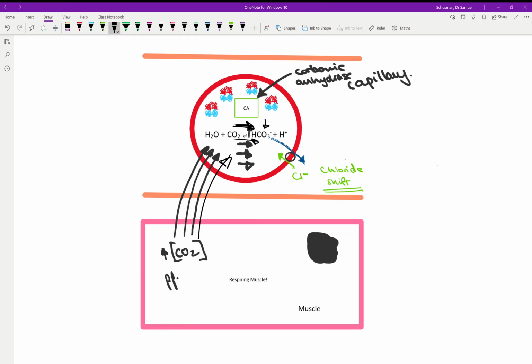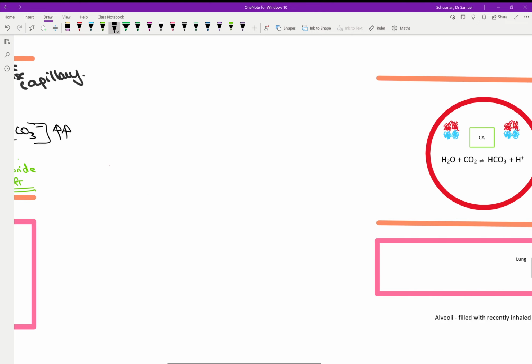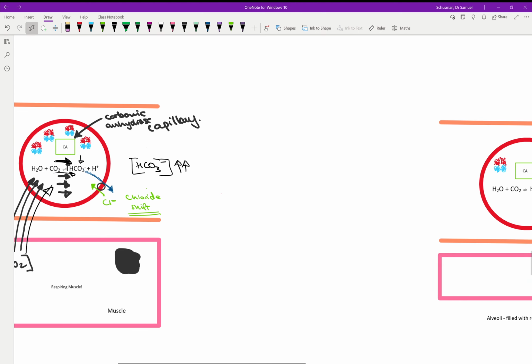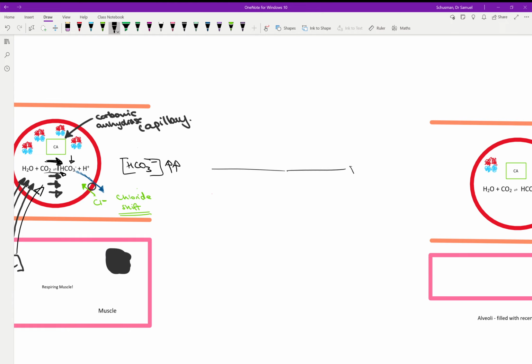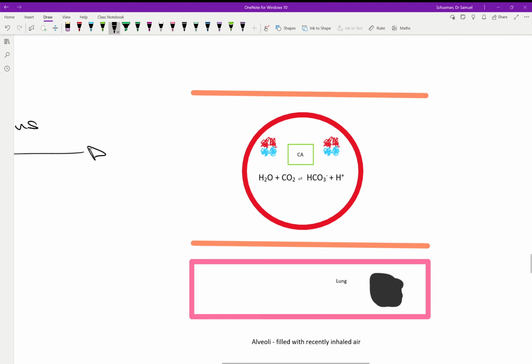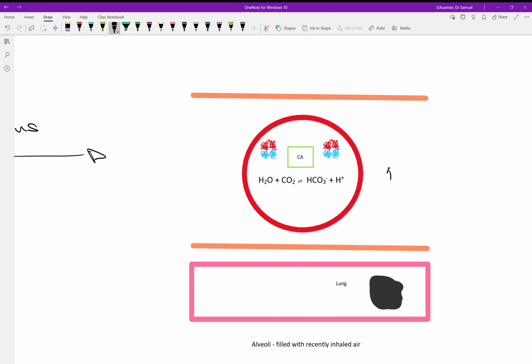We have now got to the point where we've got loads of HCO3 in the respiring tissues. So the concentration of HCO3 is very high. So what do we do? This blood is in the capillaries. So this is now through the venous system, going back to the lungs. And we get back to the lungs and we're met with the same predicament. But here we've got lots of HCO3 minus and H plus.